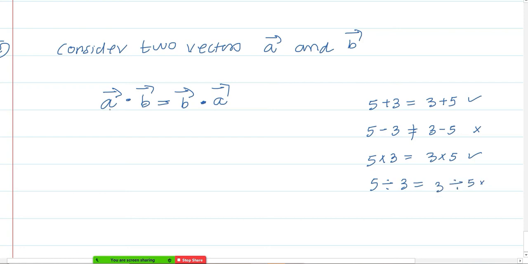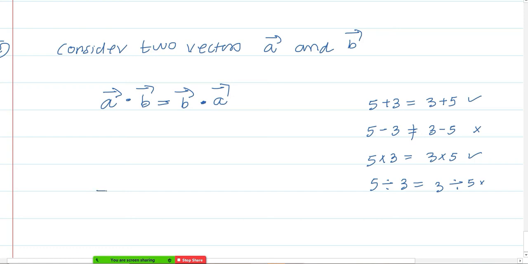A vector dot B vector is the same as B vector dot A vector, which means the dot product is commutative. In calculations, if you have to find B dot A, that would be the same as what? A dot B only. Let us see how it is.